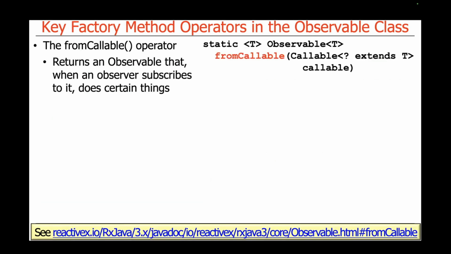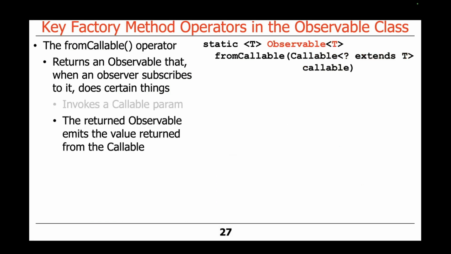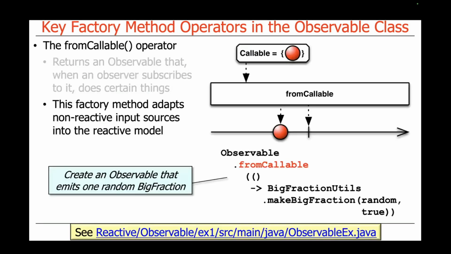The next method is a little different. It's called fromCallable. It returns an observable that when the observer subscribes to it will do certain things. And what it does is it invokes a callable parameter. As you can see here, it's callable. You've seen callables before. Callables are essentially functional interfaces that will return a single value. And the observable that's returned from fromCallable will emit the value that's returned from the callable parameter. And this, once again, can be used to adapt non-reactive input sources into the reactive model. So, for example, here, we're making an observable that will emit a random big fraction.